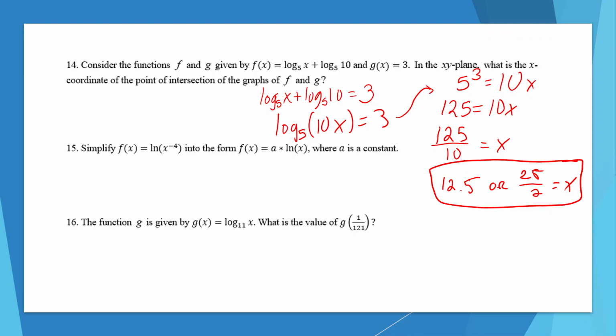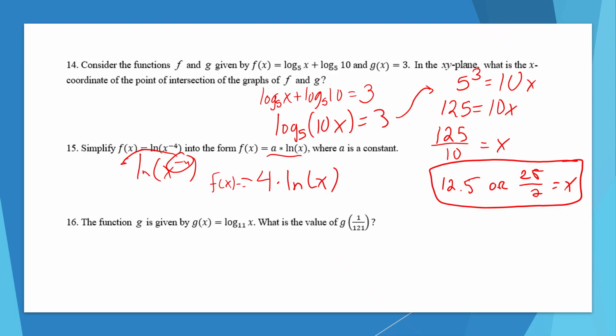All right, this one's pretty easy. Simplify this function, ln of x to the negative fourth, into the form a times ln x, where a is a constant. And so here, we just take this power and then you move it out front. So this should then be negative 4 times ln x. And that is our answer for 15.